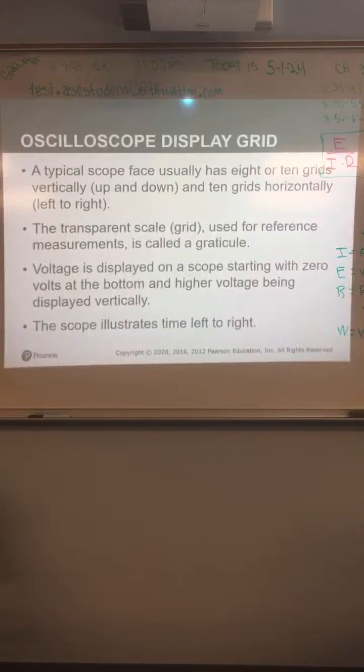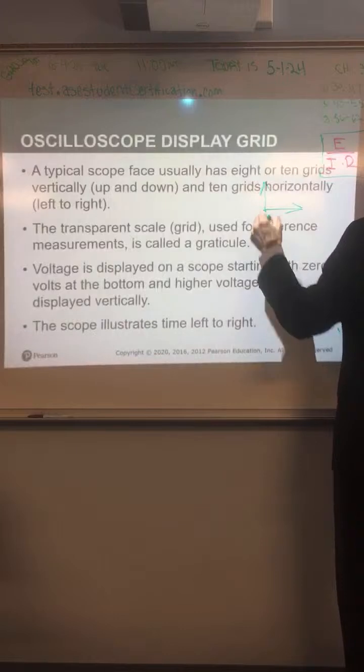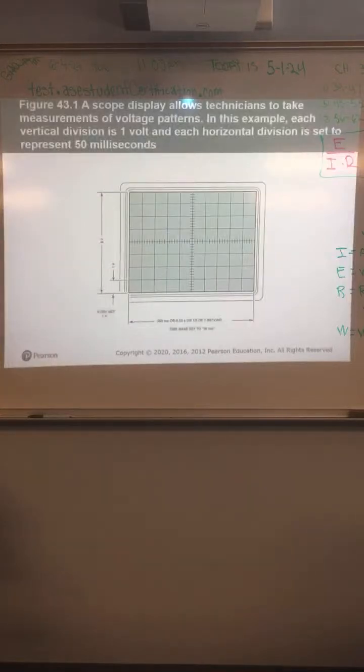All right. The scale for reference and measurement is called a graticule. Voltage is displayed on the scope starting with 0 at the bottom, higher voltage being displayed vertically, okay? The scope illustrates time left to right. So it would be like this, time and voltage, okay? Voltage being the vertical, time being the horizontal, okay? That will allow you to take voltage measurements and voltage patterns.